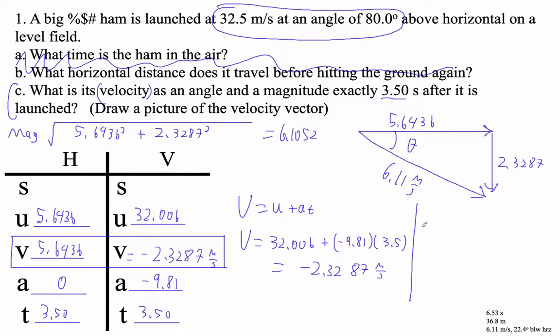This angle here is going to be tan minus 1 of 2.3287 divided by 5.6436. Okay, let's see if I can do that. Tangent of that guy divided by the other guy. Where is it? There it is. All right, are we ready for this? 22.4 degrees. Yay? All right.